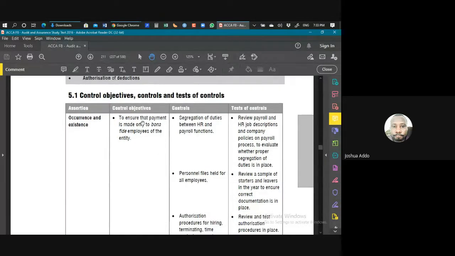Occurrence and existence: to ensure that payment is made only to bona fide employees. It's not bona fide. They say it should be pronounced bona fide. I don't know where that comes from, but that's how they say you should pronounce it. Bona fide employees.